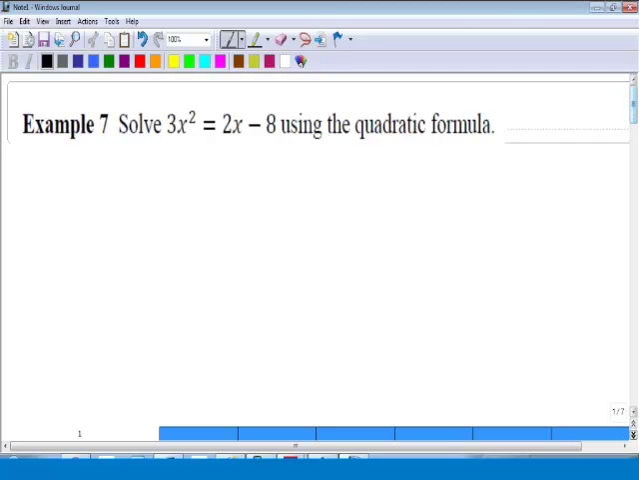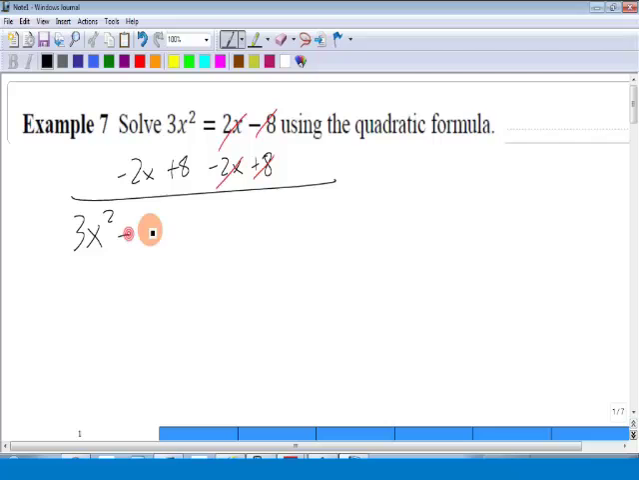I'm going to put it in standard form first, and that's pretty close to standard form. Just subtract 2x from both sides and add 8 to both sides to cancel the 2x and the minus 2x, the negative 8 and the positive 8, so that we have 3x squared minus 2x plus 8 equals 0.